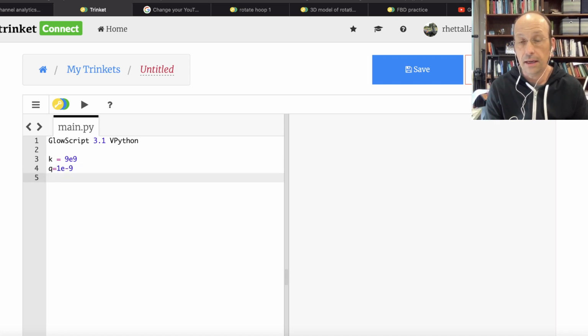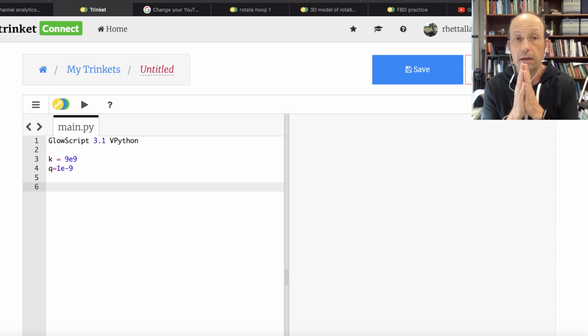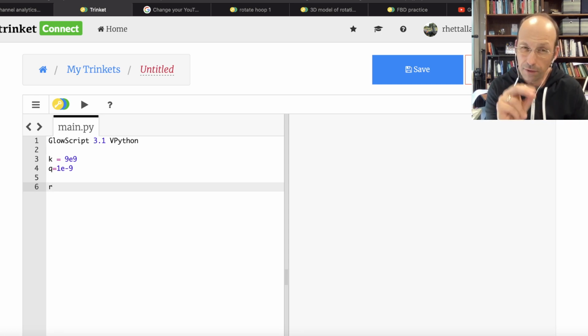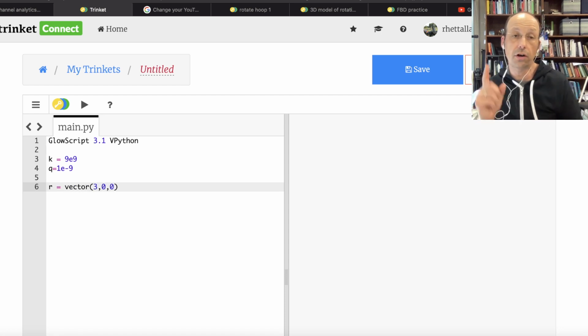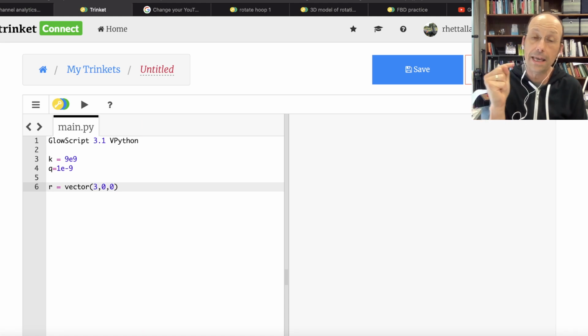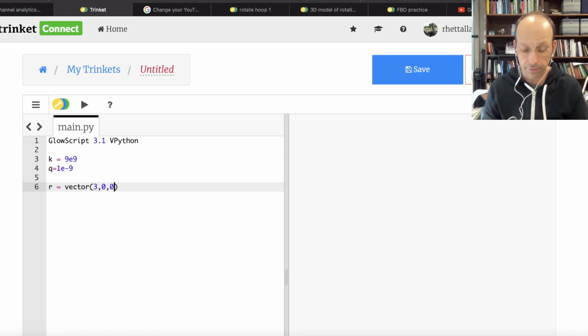And then, okay, so now I need my starting position. I'm going to do this in vectors, okay? So r equals vector 3, 0, 0. So I'm going to start on the x-axis, and I'm going to move my way in until I get to 10 centimeters.